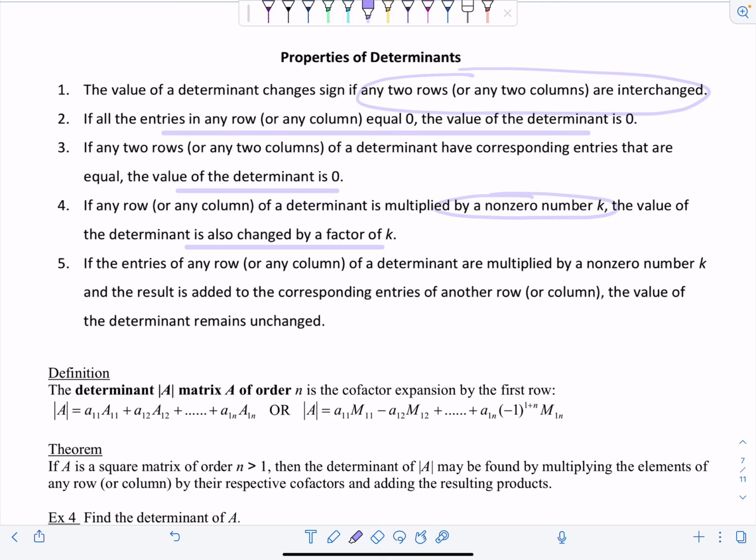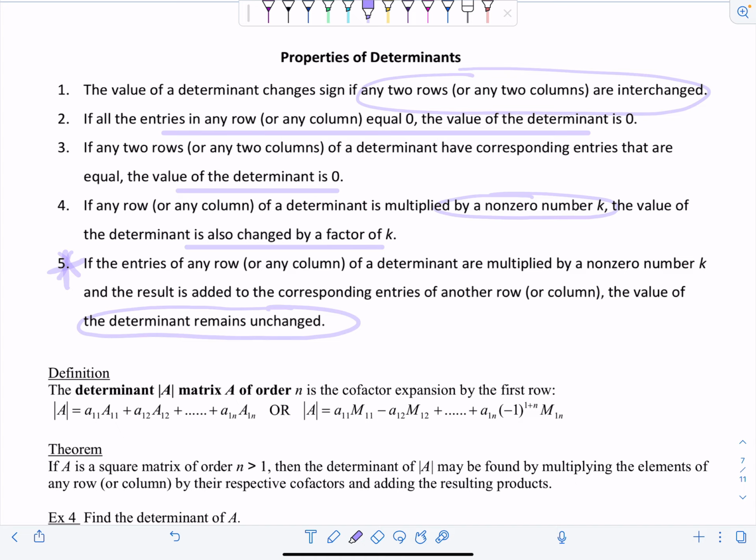And then this is useful here. This is the one we're going to use. If the entries of any row or any column of a determinant are multiplied by a non-zero number k, and then the result is added to the corresponding entries of another row or column, the value of the determinant remains unchanged. So if you know basic row operations, you can perform this row operation and the value of the determinant will remain the same. I'll show you how to do that in a minute.